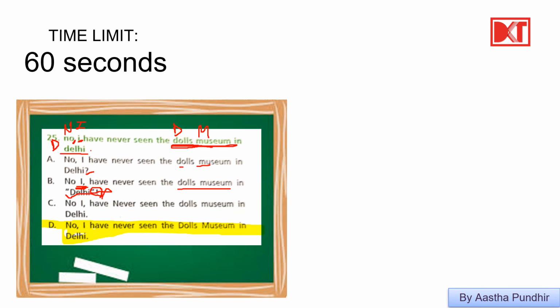Then in C option, again, incorrect position of the comma. Never, N capital, which makes no sense. Dolls Museum, D and M not capital. Right, and the correct answer, of course, is D. So that's it.